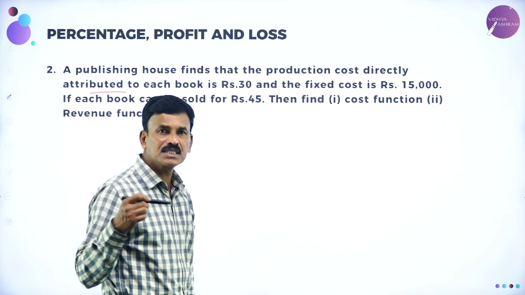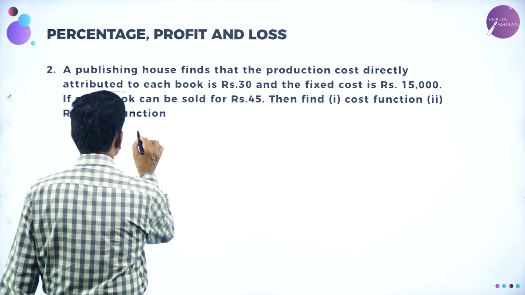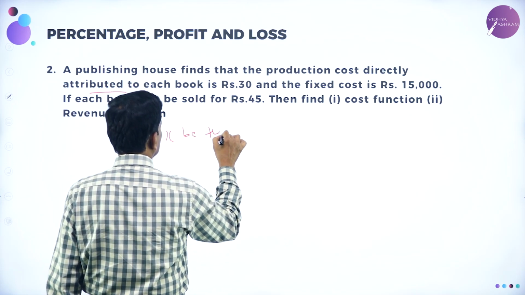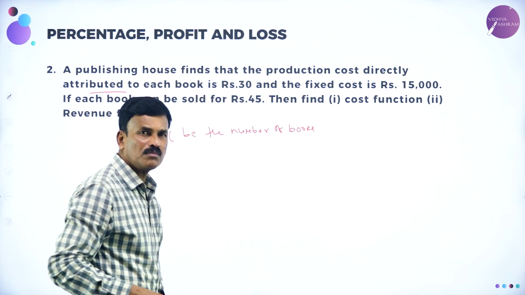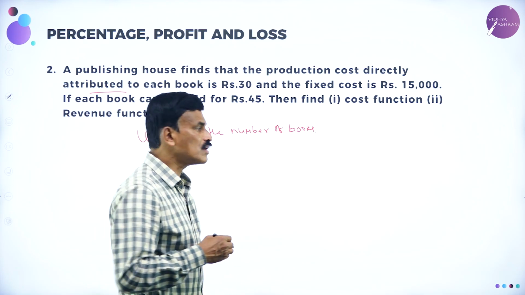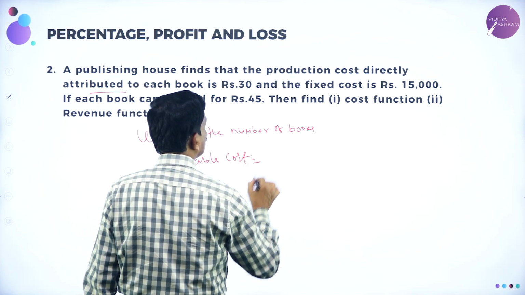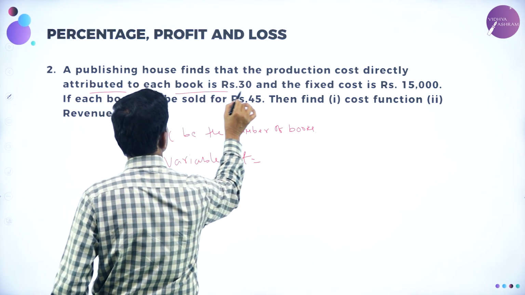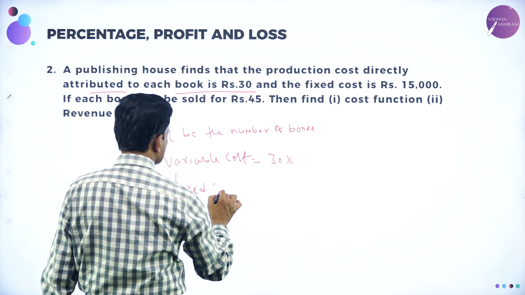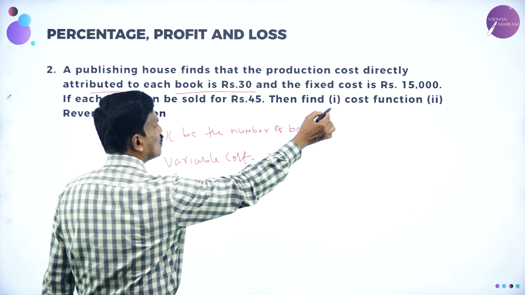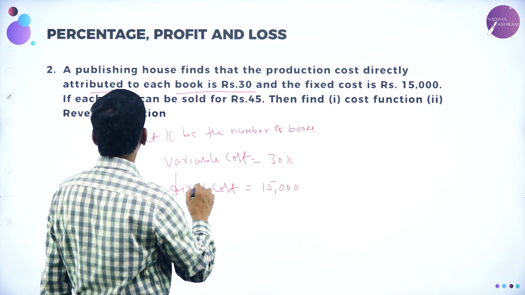Okay. Now, same as usual, let us consider x. Here, what is the product? Books. So, let x be the number of books. Now, find out the variable cost. Here the variable cost is equal to, for each book it is 30 rupees, so 30x is the variable cost. The fixed cost is rupees 15,000, that is given. Variable cost is 30x and the fixed cost is equal to 15,000.